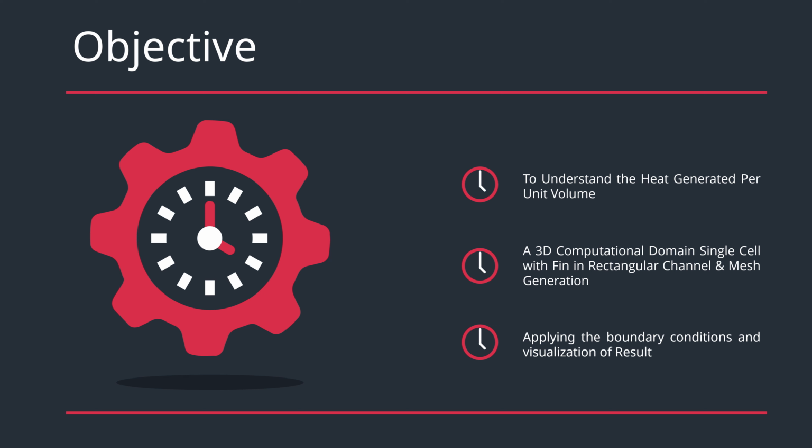Today's objective is to understand the heat generation per unit volume. We'll prepare a 3D computational domain and generate its mesh. Basically, for today's session we have a kind of rectangular duct, a cell provided inside, and some fins provided on the cells. The last objective is to apply the boundary conditions and visualize the results.